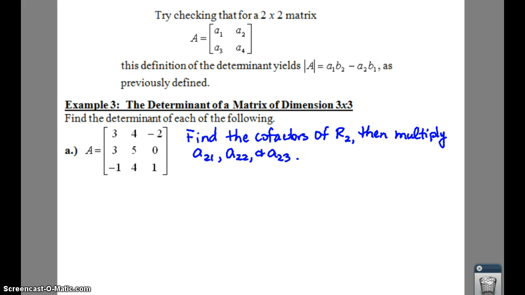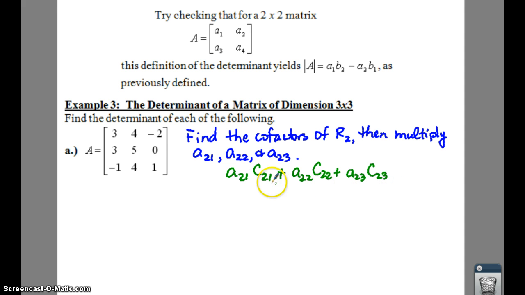This is a formula we're going to use. We're going to take our element of row 2 column 1 and multiply it by our cofactor of row 2 column 1. We're going to do the same thing with row 2 column 2, and then the same thing with row 2 column 3.